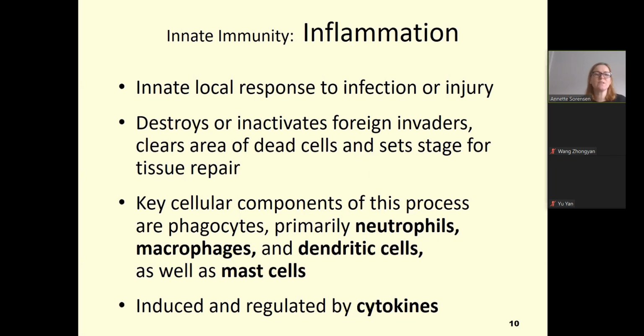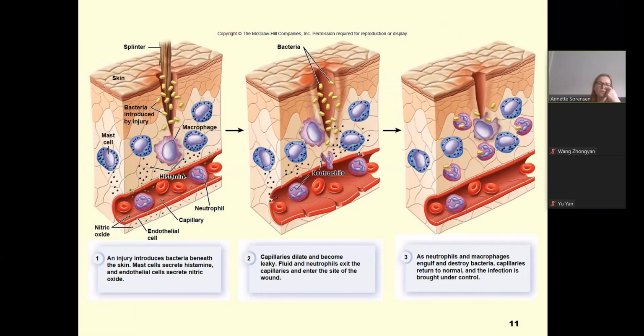So let's look at an example here. In this example, you have a tissue injury, as you can see here, which is caused by a splinter. The splinter has introduced bacteria beneath the skin. So there's bacteria in the splinter, and it has been introduced into the tissue through that splinter penetrating the skin.